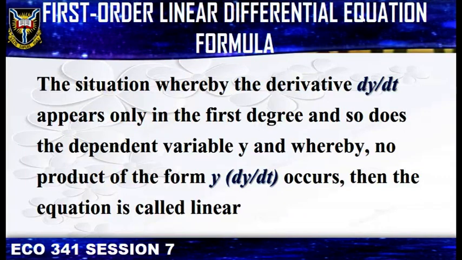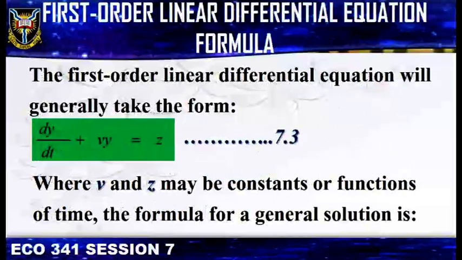First order linear differential equation formula. The situation whereby the derivative dy/dt appears only in the first degree, and so does the dependent variable y, and whereby no product of the form y dy/dt occurs, is when the equation is called linear. The first order linear differential equation will generally take the form dy/dt plus vy is equal to z, equation 7.3, where v and z may be constants or functions of time.